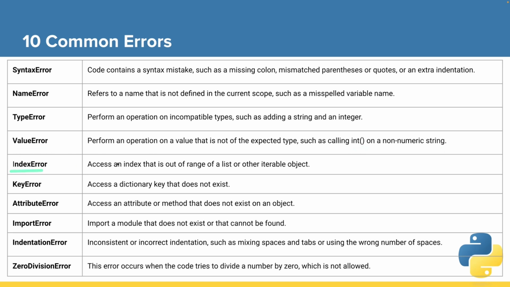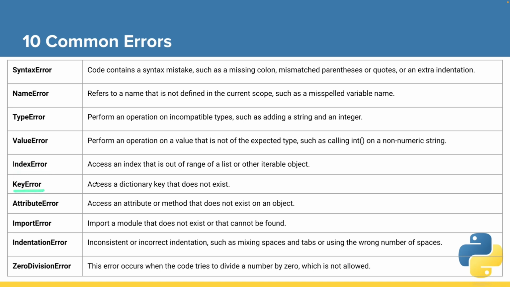An index error, when we're using our collections, another way of saying our lists, our tuples, sets, dictionaries, trying to access an index that is out of range of the list or other iterable object. So if our list is length 5, it has 5 items, and we're trying to access the 6th item in that list, it will throw an index error because Python sees, hey, there's not that many objects in our list. So this is Python's way of telling us that.